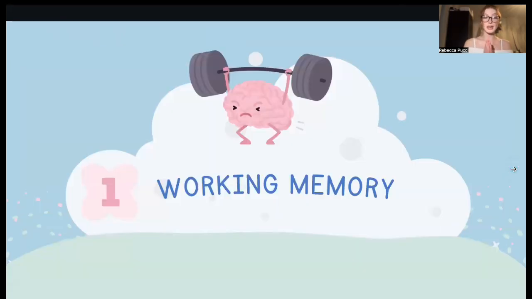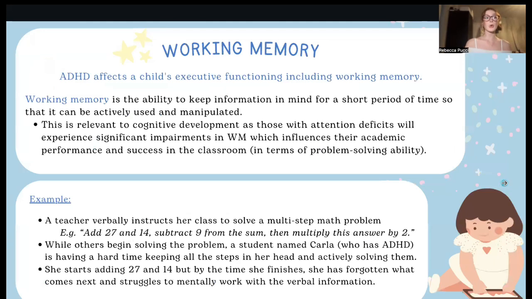So we are going to begin with working memory as our first executive function we're going to talk about. ADHD affects a child's executive functioning, including working memory. Working memory is the ability to keep information in the mind for a short period of time so that it can be actively used and manipulated. This is relevant to cognitive development, as those with attention deficits will experience significant impairments with working memory, which influences their academic performance and success in the classroom.